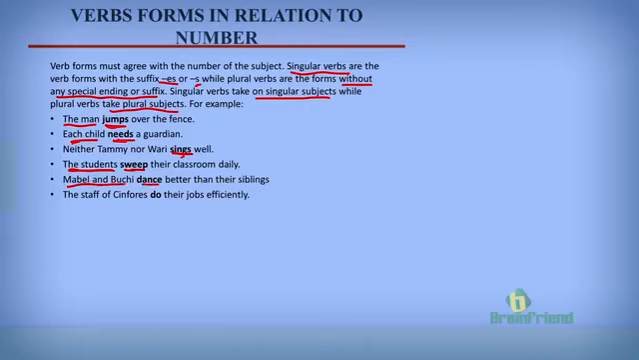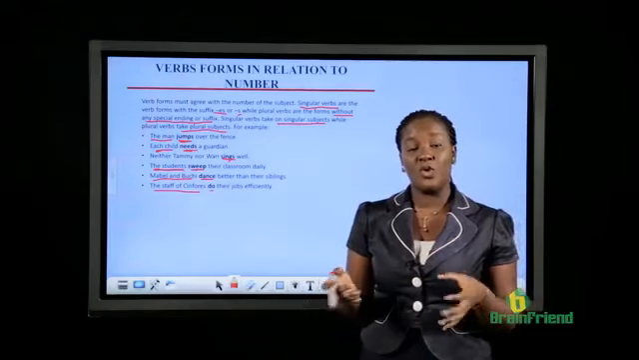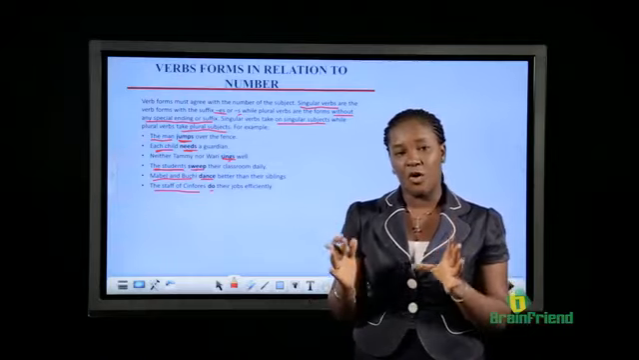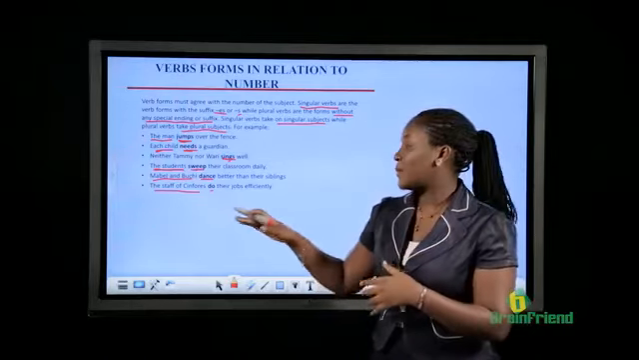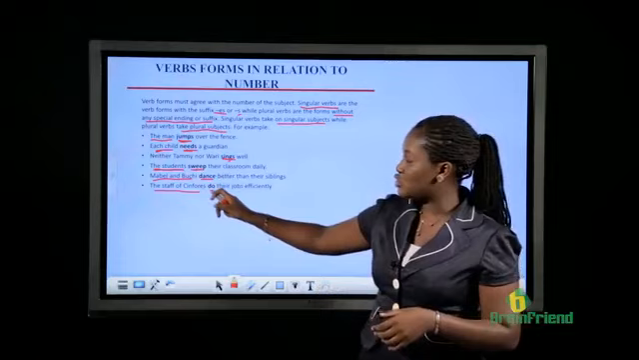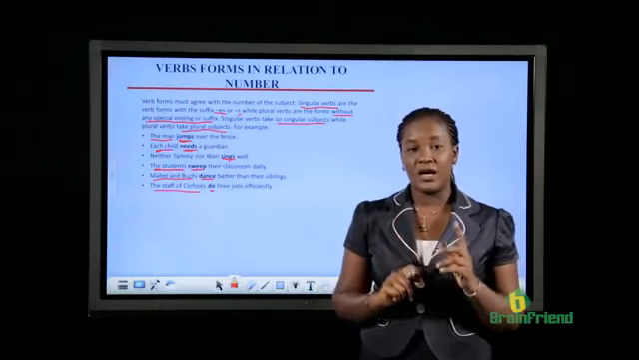Next, Mabel and Buchi dance better than their siblings. Here we have two subjects, Mabel and Buchi, which makes it plural, and the plural verb dance. And lastly, the staff of St. Forest do their jobs efficiently. The staff of St. Forest represents a group of people, which makes it a plural subject. And the verb do is also a plural verb.